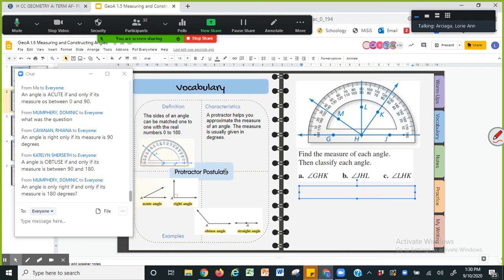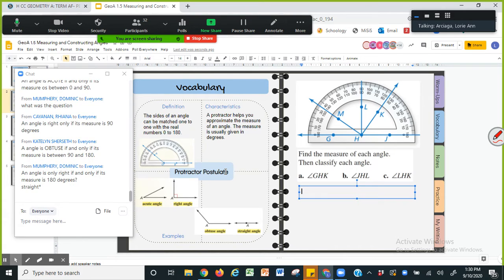What's a straight angle? An angle is a straight angle if and only if its measure is 180. Okay, yes, Dominic, that's for a straight angle. Awesome. So it's exactly 180 degrees, or they form a straight line or two collinear rays. Nice. Okay, so after reading all those definitions, your job is to classify these angles in the figure.